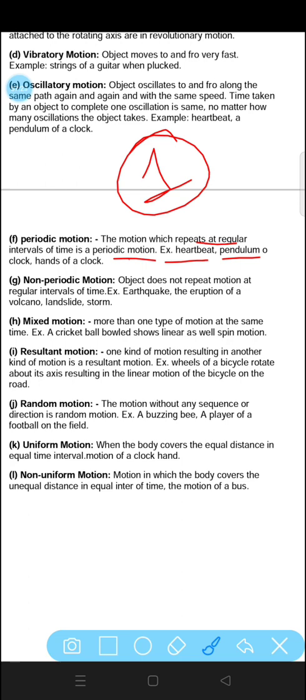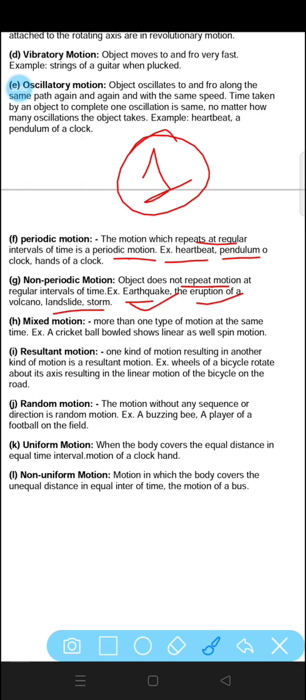Next one is non-periodic motion. Non-periodic motion is when an object does not repeat motion at regular intervals. For example, once it will take 1 minute, another time it will take 10 minutes. So a specific time period is not there. For example, earthquake. Sometimes there could be an earthquake within 1 day or 2 days. Sometimes it could take 1 month or 2 months. So this is not periodic. Eruption of a volcano. There is no specific time for eruption of a volcano. Landslides or storms. So these are called non-periodic motions.